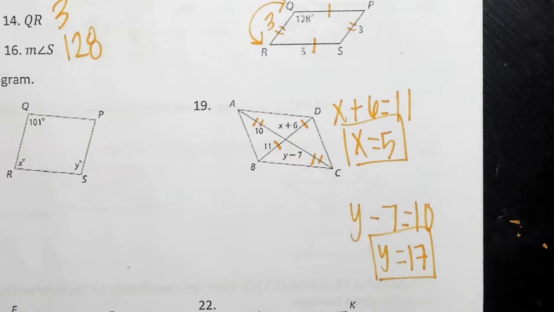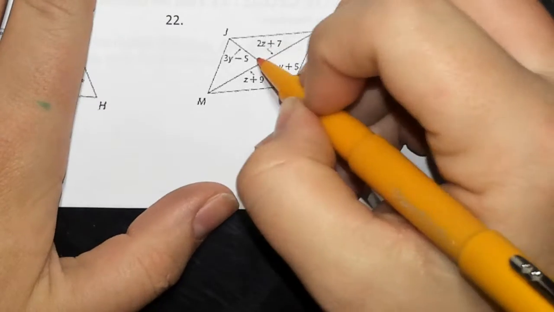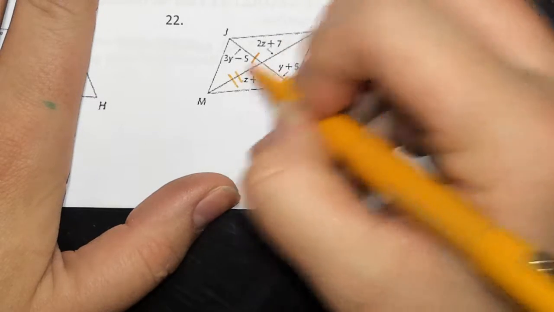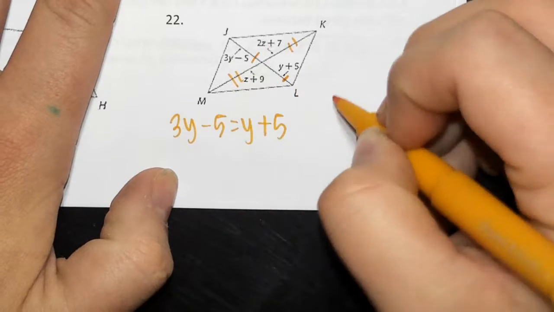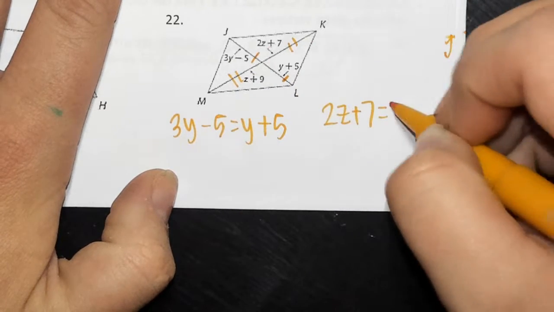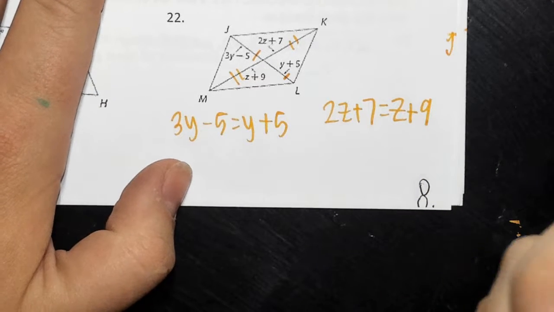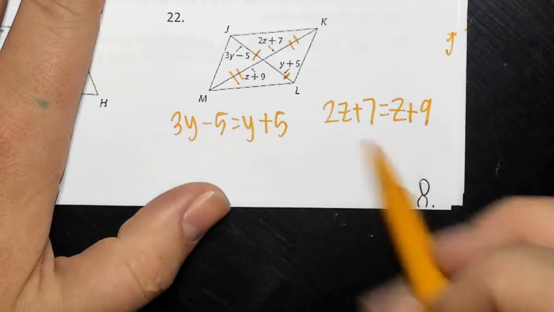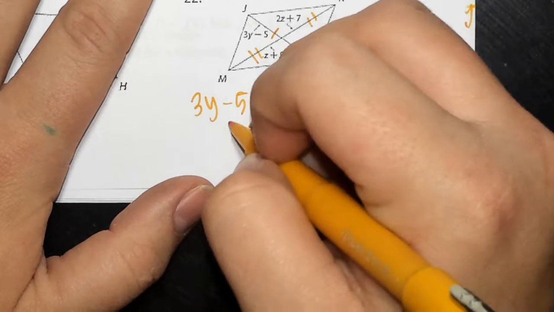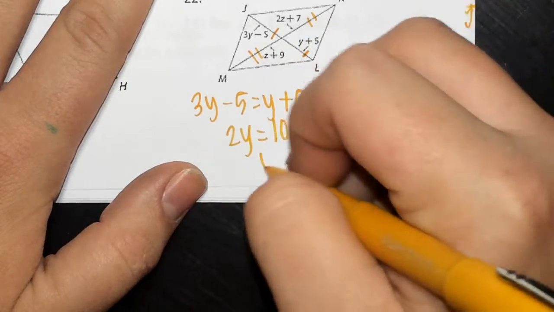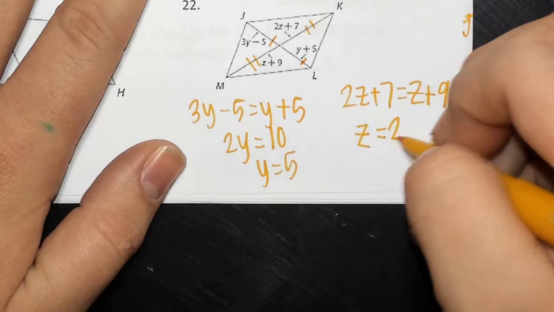Okay, let's do 22. Okay, well then this is congruent to this, and this is congruent to this. So 3y minus 5 equals y plus 5, and 2z plus 7 equals z plus 9. Do y'all see why it's so important to know algebra before you come to geometry? You couldn't do this if you didn't know algebra. You can't solve equations. So subtract, I get 2. Add, I get 10. So y is equal to 5. Subtract, so that's z. Subtract, so that's 2.